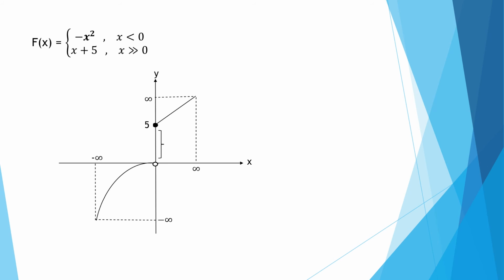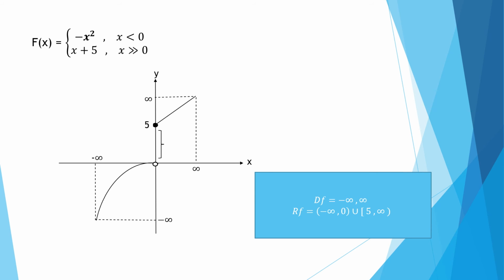And if you can see, 0 is an open bracket and 5 is a closed bracket. Between the two numbers, there is no curve. So we need to use the union for the question. And we must continue from 5 to infinity. So the domain and range go like this: domain is negative infinity to infinity, and the y range is negative infinity to 0, union closed bracket 5 to infinity. So this is the answer for the question.